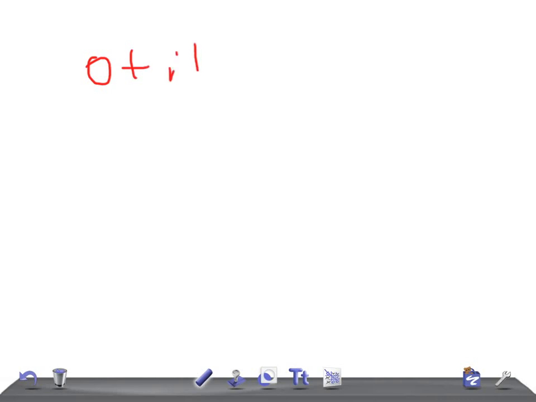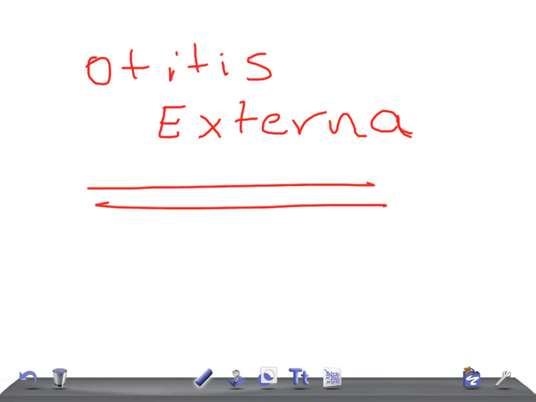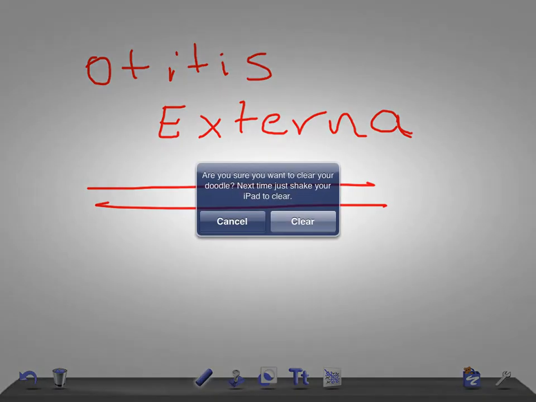The topic is otitis externa. Okay guys, so this is the topic today. Before starting otitis externa, I would like to tell you briefly about the ear. The basic anatomy of the ear is really very important to understand what otitis externa is.